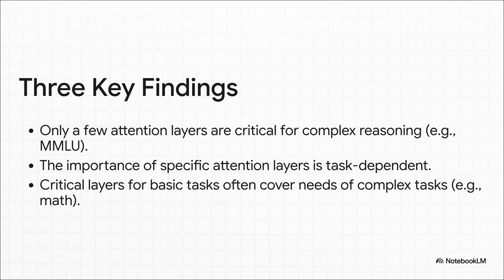Second, which layers matter most actually changes depending on what you're asking the model to do. And third, the layers that are crucial for basic reasoning often happen to be the same ones you need for more complex stuff like math. This is the evidence that justifies a more surgical, hybrid approach.